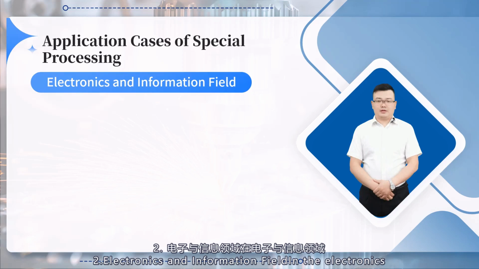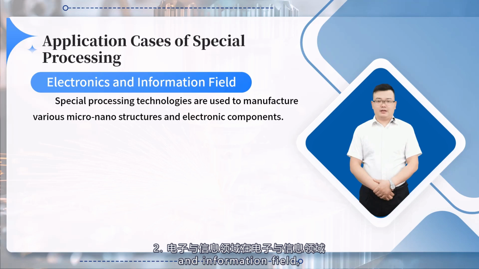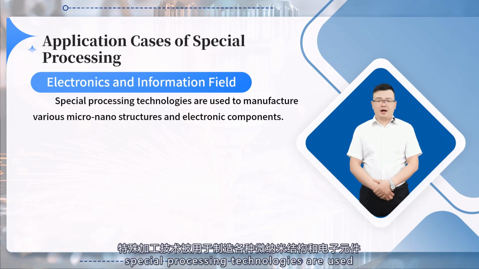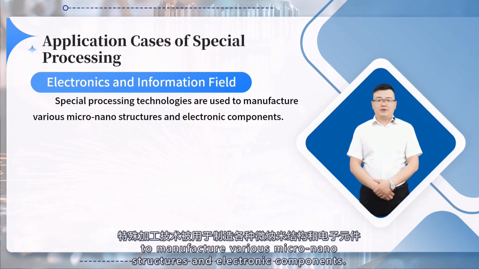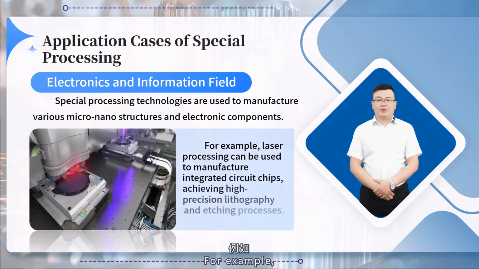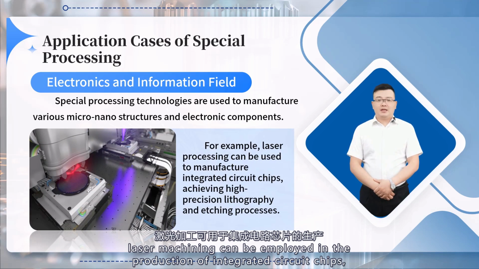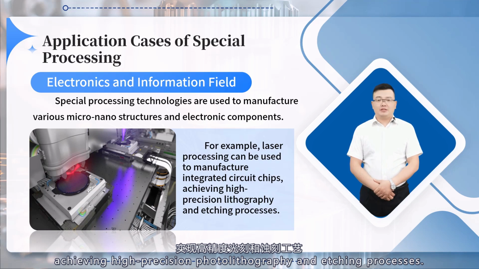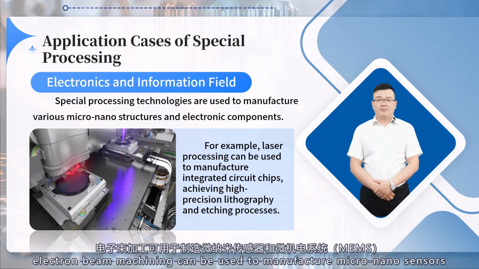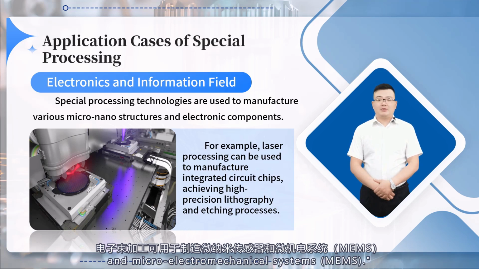2. Electronics and information field. In the electronics and information field, special processing technologies are used to manufacture various micro-nano structures and electronic components. For example, laser machining can be employed in the production of integrated circuit chips, achieving high-precision photolithography and etching processes. Additionally, electron beam machining can be used to manufacture micro-nano sensors and micro-electromechanical systems (MEMS).